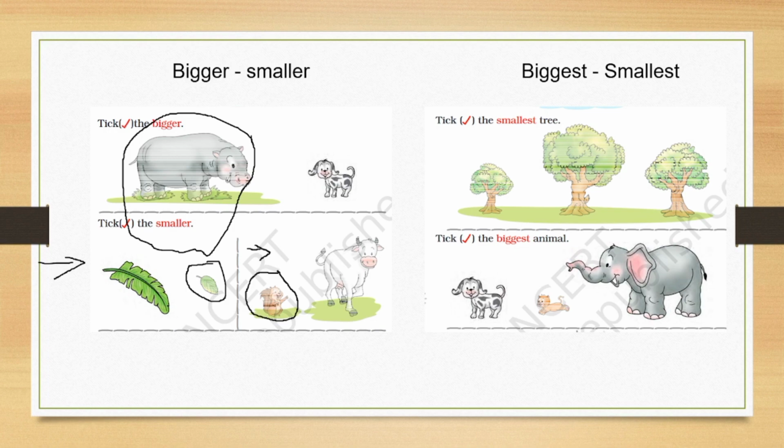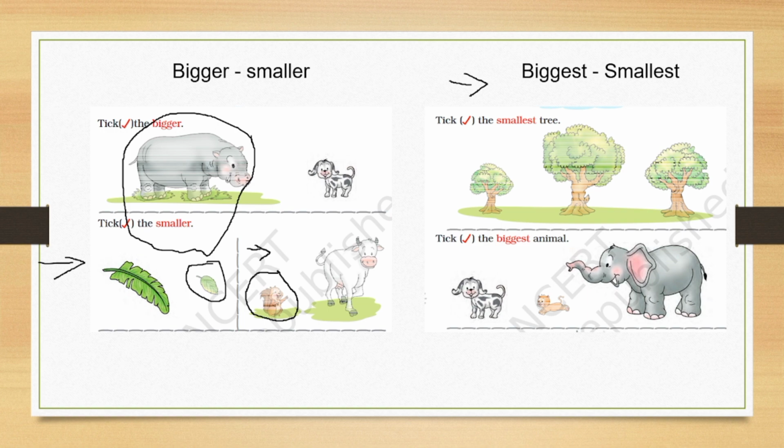Look at the difference between biggest and smallest. If we are saying bigger and smaller, there will be only two images. Here we can see a bigger leaf and a smaller leaf. Right? If we say biggest and smallest, there will be more than two objects. Look at the first image. There are three trees and we have to tick the smallest tree among them.